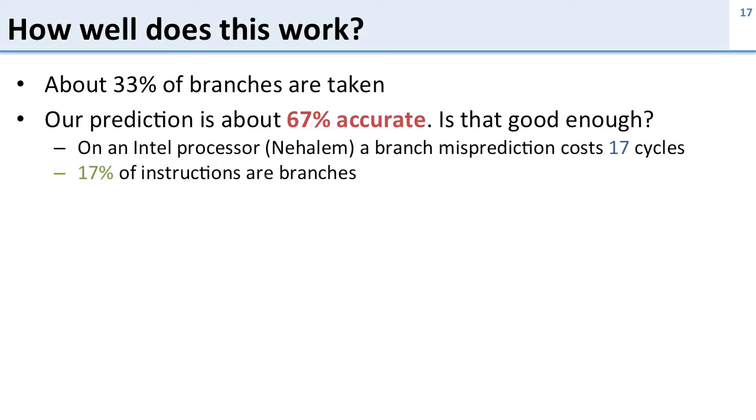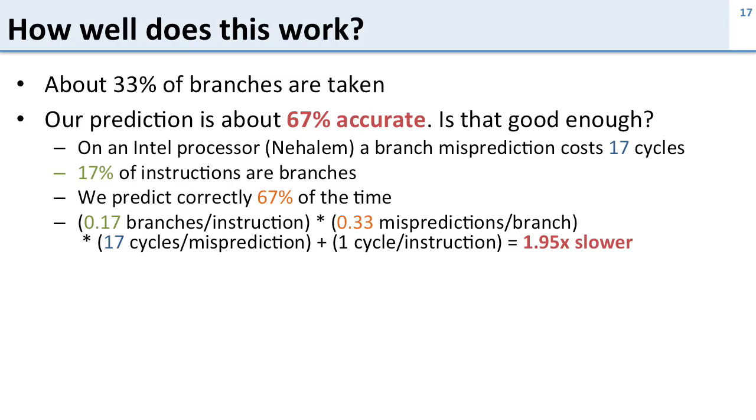Now, we saw earlier that 17% of instructions are branches, and now let's work out what the cost here is. So we're predicting correctly 67% of the time, for 17% of instructions that are branches, and every time we predict incorrectly, it costs us 17 cycles. So to figure out what the penalty here is, it's 17% of our instructions are branches, times 33% of the time we're going to mispredict the branch. And for each of those mispredictions, we're going to pay a 17 cycle penalty, plus we spend 1 cycle for every instruction we do correctly. So this is 1.95 cycles per instruction. So this is nearly 2 times slower, even though we're 67% accurate.